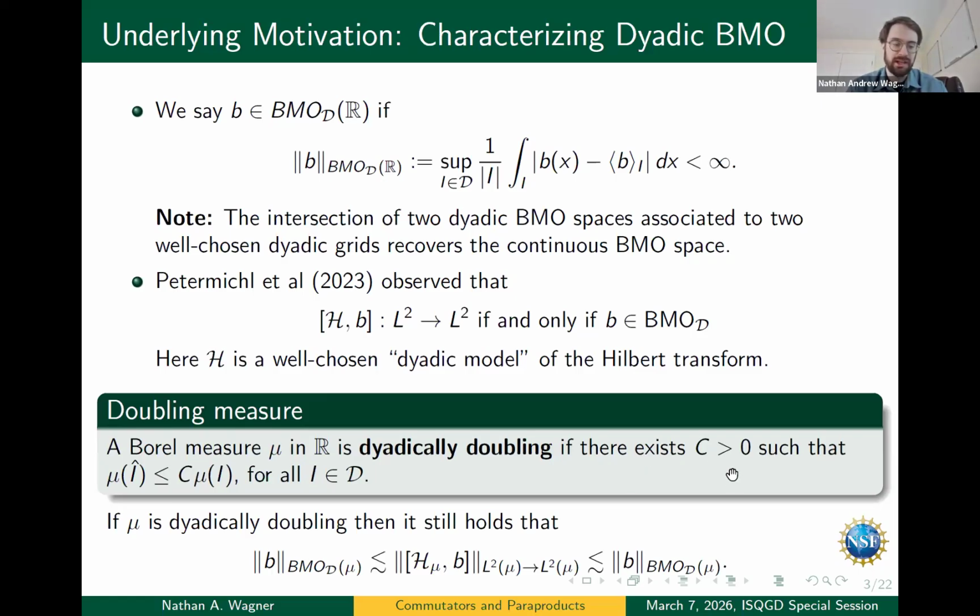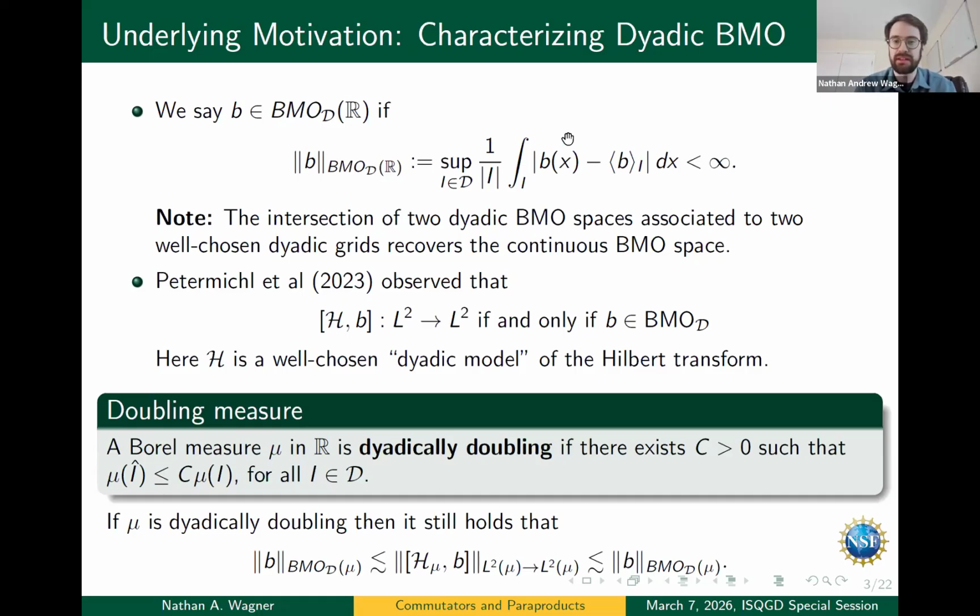means that there exists some constant c bigger than zero so that the mu measure of the dyadic parent of I is at most c times the mu measure of I. So this I hat here refers to the dyadic parent of I, and that's the unique dyadic interval containing I with side length equal to twice the length of I. And if mu is dyadically doubling, this theory still works, and you can still get a characterization of BMO with respect to the measure mu.